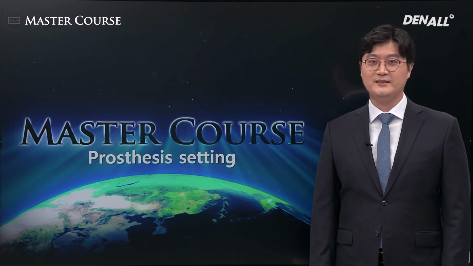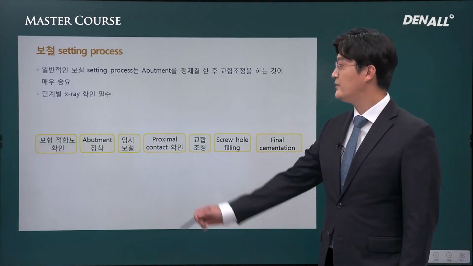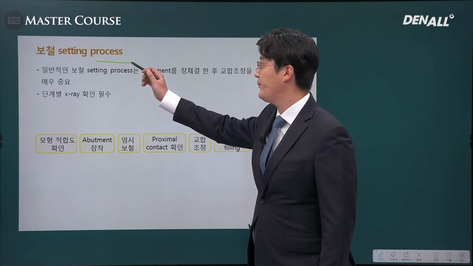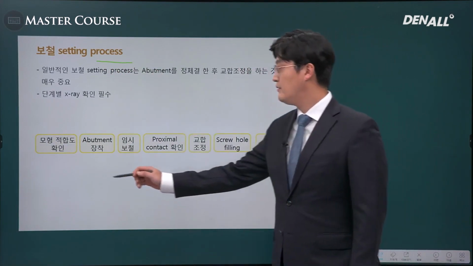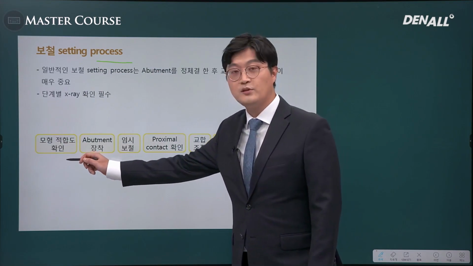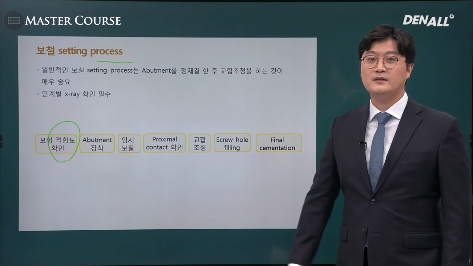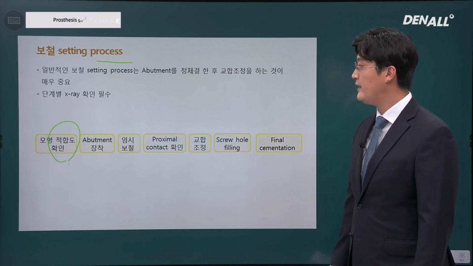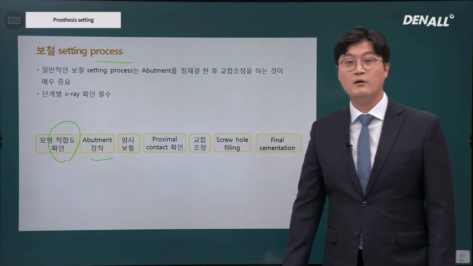Today I'm going to talk about prosthesis setting. There is a defined setting process for prosthesis. This is clear. From the lab, on the model, if the prosthesis is delivered, then you check the fit and then you connect a stock or custom abutment.